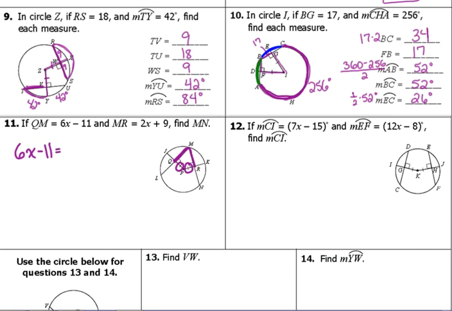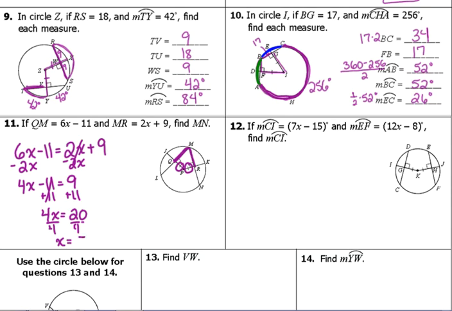So 6x minus 11 is equal to 2x plus 9. Solve it for x. 4x minus 11 is equal to 9. Add 11. 4x is equal to 20. Divide by 4. X is equal to 5.